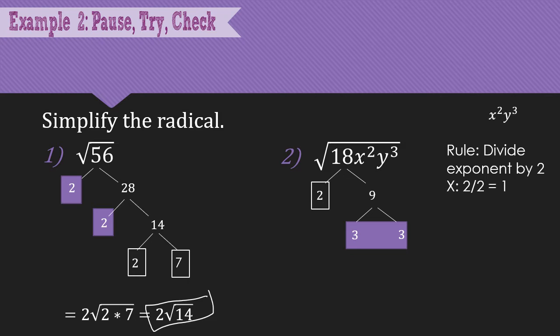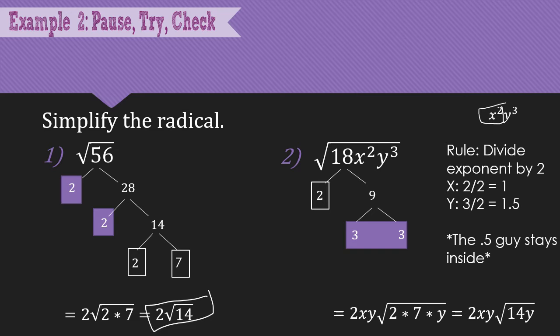Now looking at the variable parts, I've got x squared times y to the third. Remember, the rule is that we can divide the exponent by 2. Okay, so for my x part of this, I've got x squared, my exponent is 2, and 2 divided by 2 is 1, which means I can bring out one pair of x's out front. My y's, I've got y to the third, so 3 divided by 2 is 1.5, so the 0.5 guy is going to stay inside. So my answer is going to look something like this.